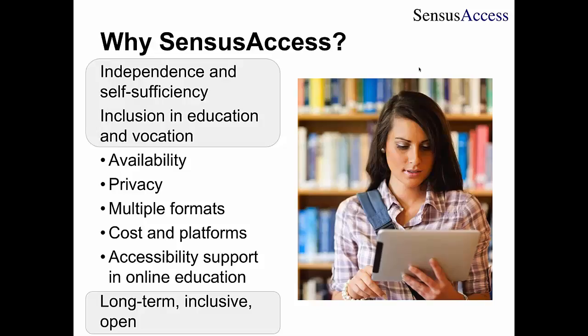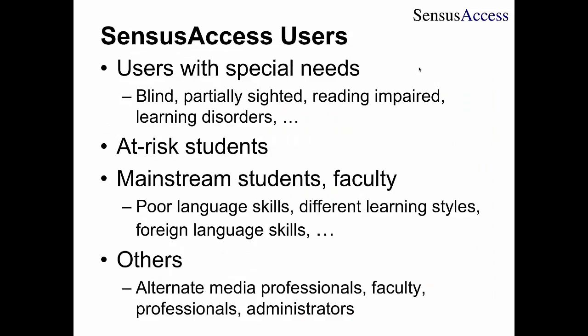Now switching to the next slide, entitled SensusAccess Users. I did mention that we do welcome people from the mainstream to use the service, but having said that, our main users will be those with special needs, those users with disabilities, those who are blind, partially sighted, have a reading impairment, a learning disorder, a cognitive disability, a motor deficiency, a concussion, anything like that that requires them to need access to material in alternate formats.